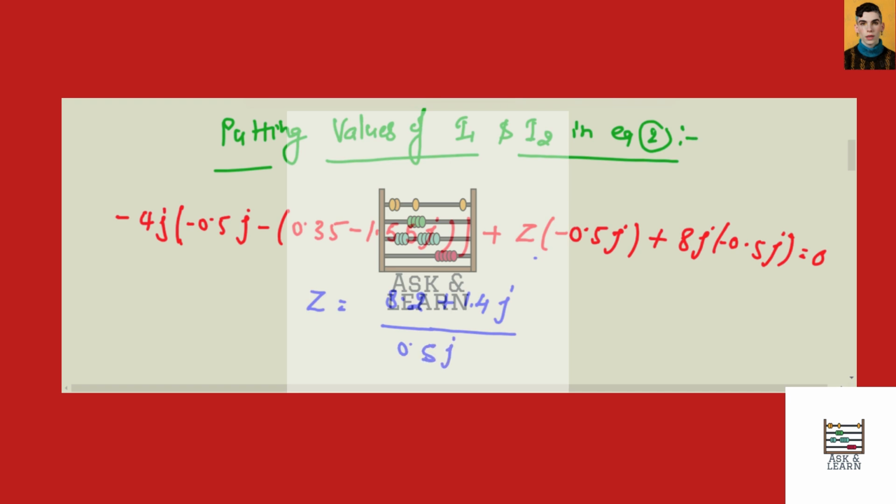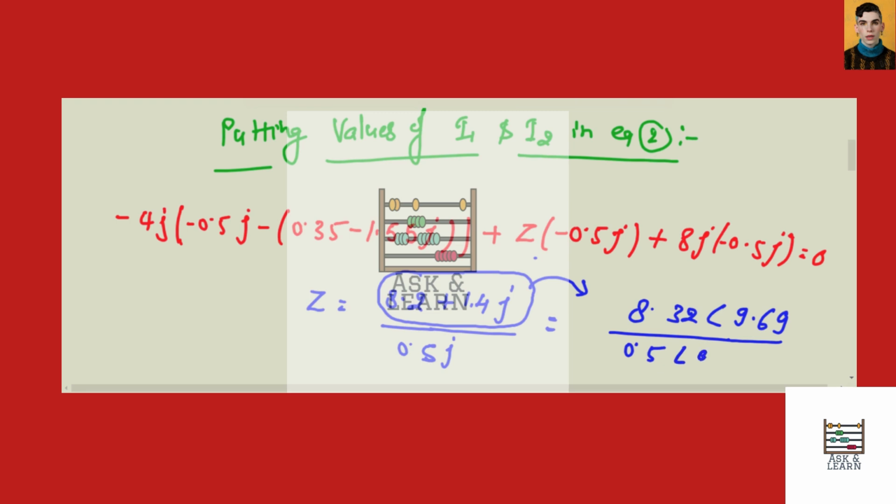These are in the rectangular form, and for division it is very much easy if you convert them into the polar form. So I am just converting these two terms to the polar form for the sake of easiness, right? I have converted both of them. So these will become 8.32 angle 9.69 upon 0.5 angle 90. Just use a scientific calculator and get the values, don't worry about the calculations. Now you have to divide 8.32 by 0.5 and subtract 90 degrees from the angle.